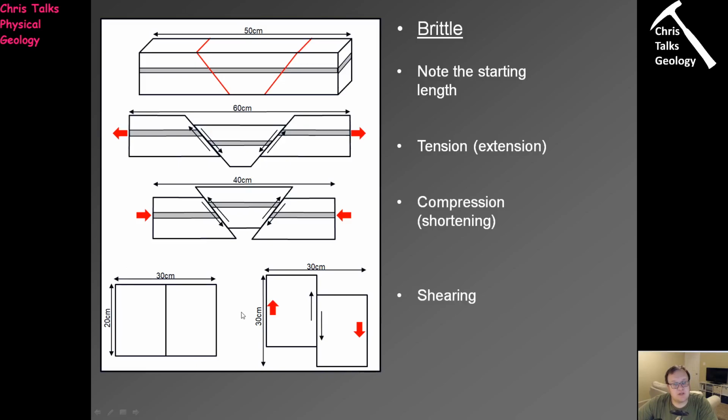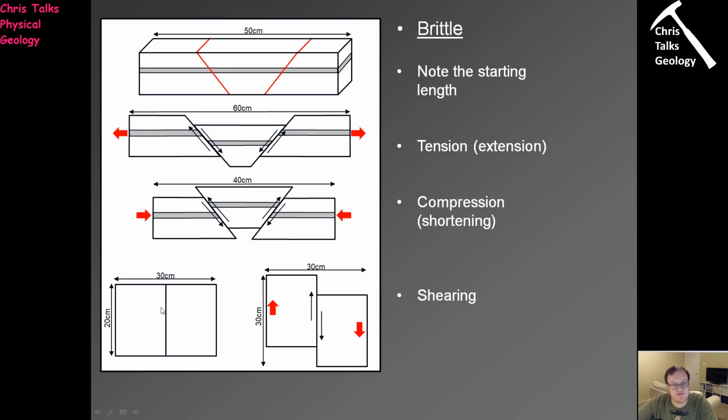And the same thing will happen with shear forces. So this is our piece of rock. Now we're looking at this top down. So our piece of rock is 30 centimeters wide and 20 centimeters deep. What we're going to do is shear it. This half is going to want to go north. This half is going to want to go south. And so we're going to do that.